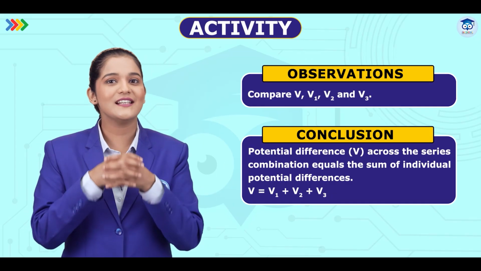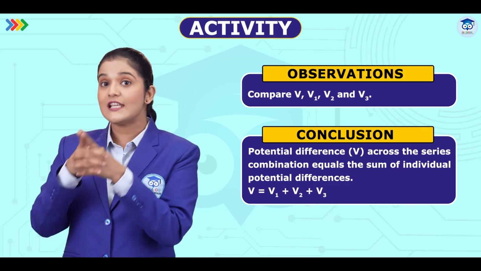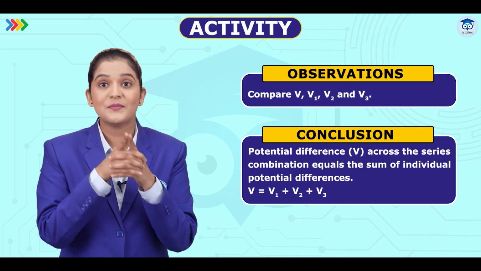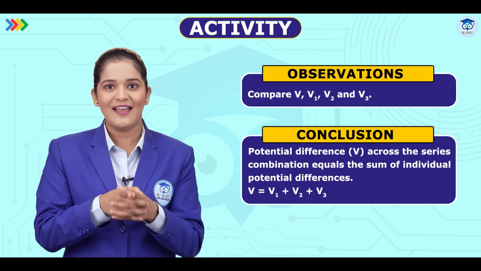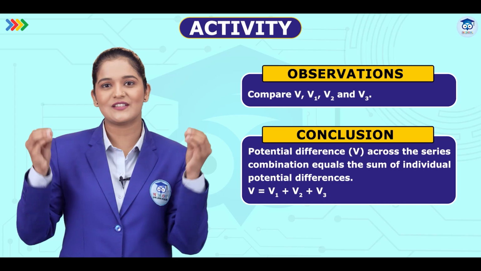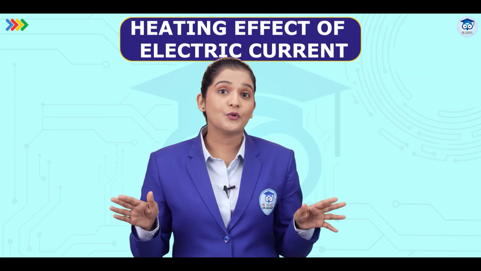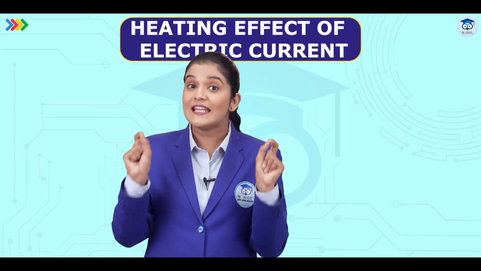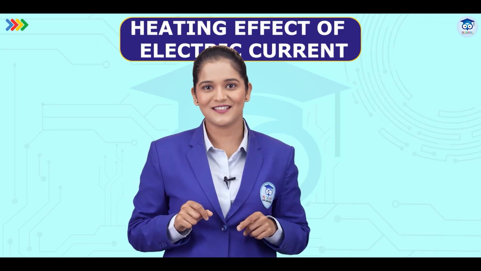This is mathematically expressed as V = V1 + V2 + V3, and the experimental setup and data fully support this conclusion. Let us now proceed with the concept of the heating effect of electric current.